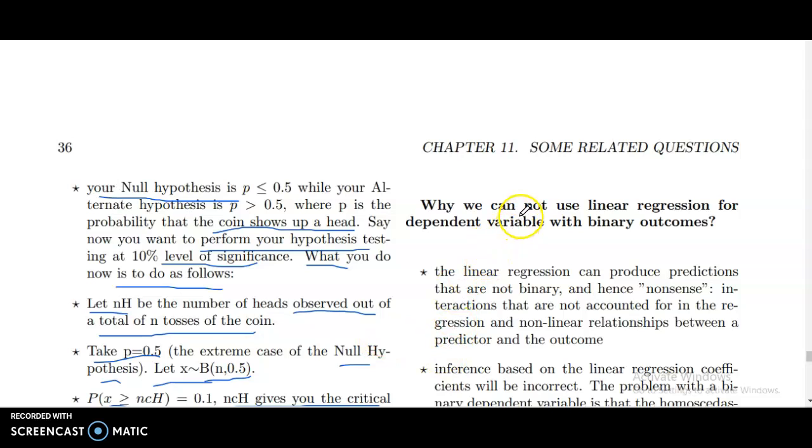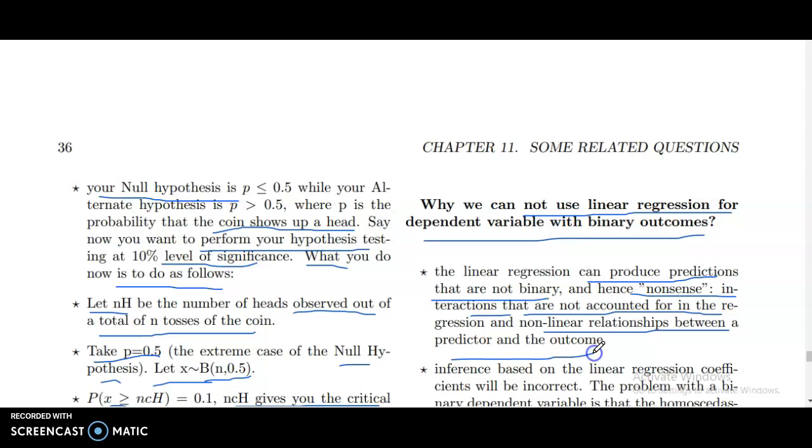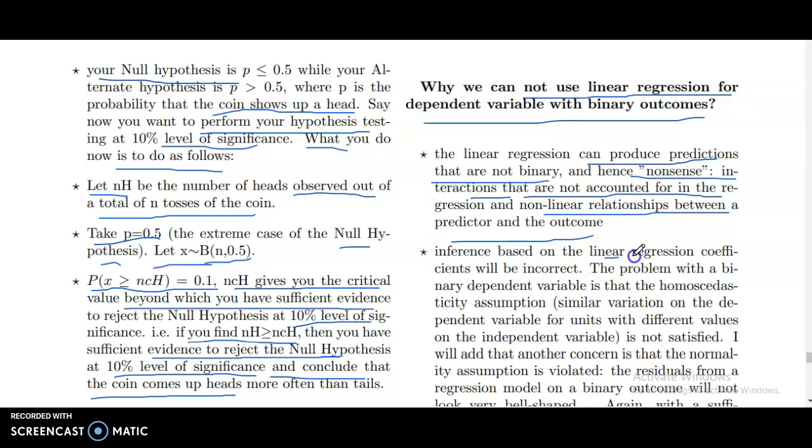Why can we not use linear regression for a dependent variable with binary outcomes? The linear regression can produce predictions that are not binary and hence nonsensical, interactions that are not accounted for in the regression, and non-linear relationships between a predictor and the outcome. Inference based on the linear regression coefficients will be incorrect.